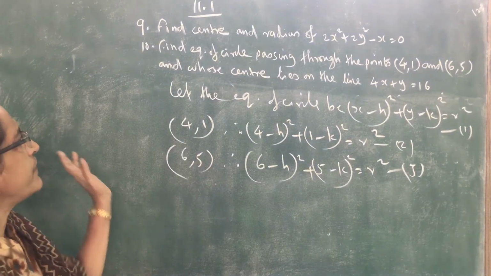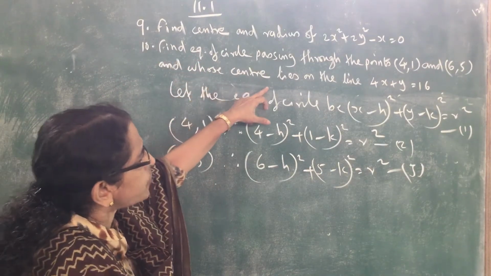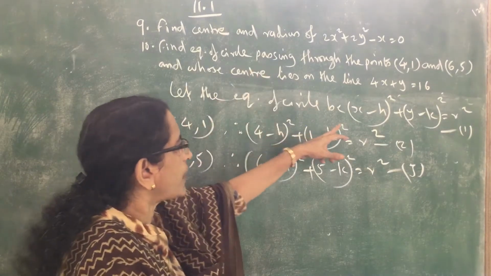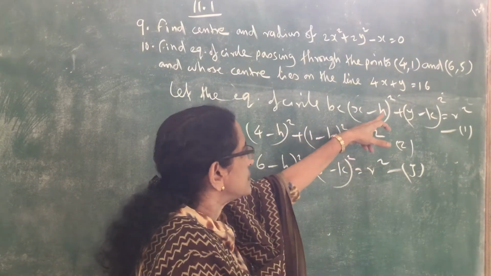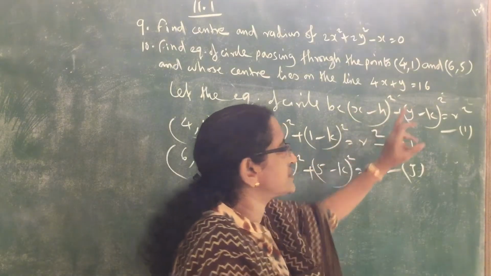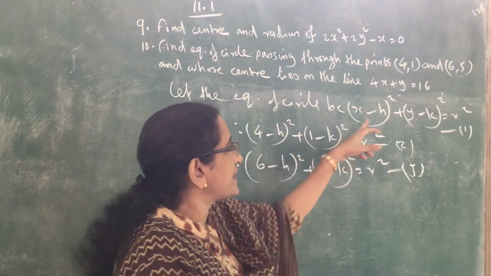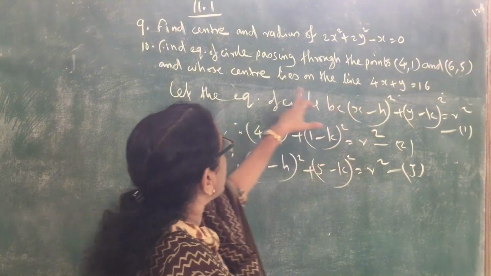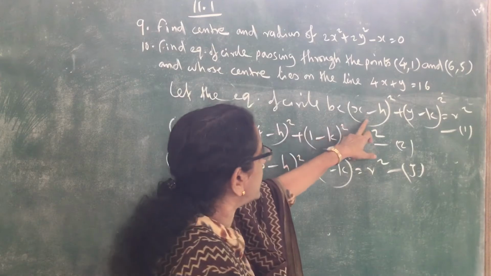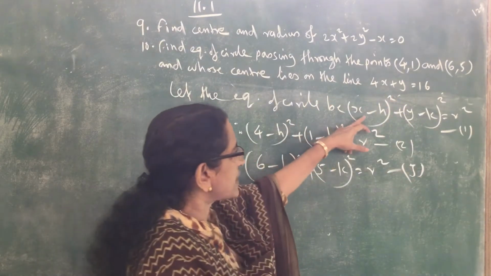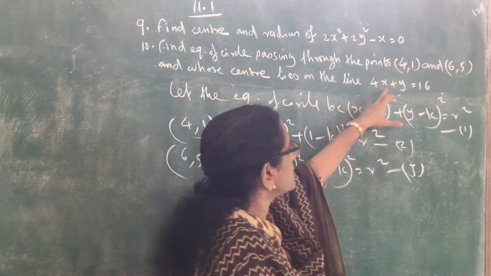Now one more thing is given: whose center lies on the line 4x plus y equal to 16. This is the circle we want to find, and in this we want to find (h, k). (h, k) is the center of the circle and the radius is r, that we know. So given that the center of the circle, that is (h, k), lies on the line 4x plus y equal to 16.